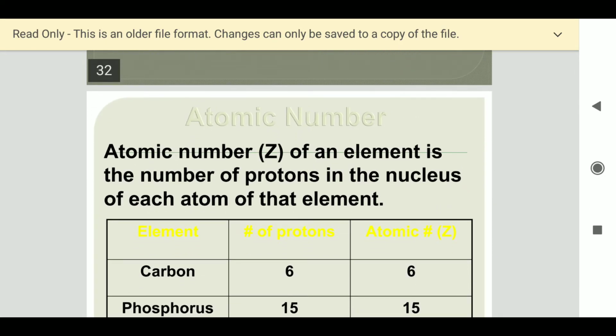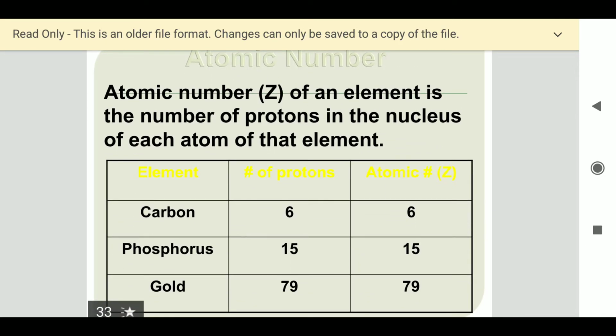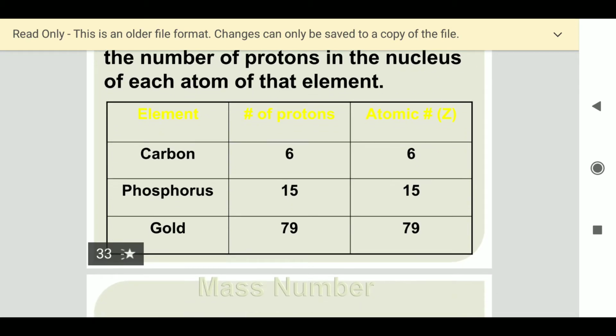So now talking about the atomic number. The atomic number of an element is the number of protons in the nucleus of each atom. So atomic number is equal to the number of protons, which is equal to the number of electrons. Also here I have written carbon, phosphorus and gold. Carbon, we know the atomic number is 6, phosphorus is 15 and gold is 79.